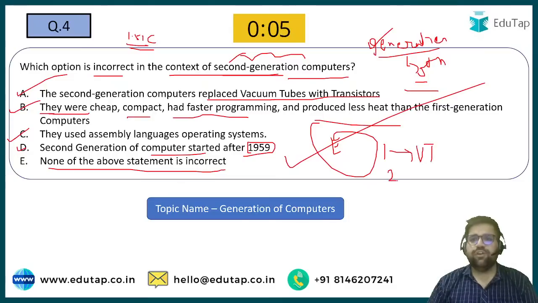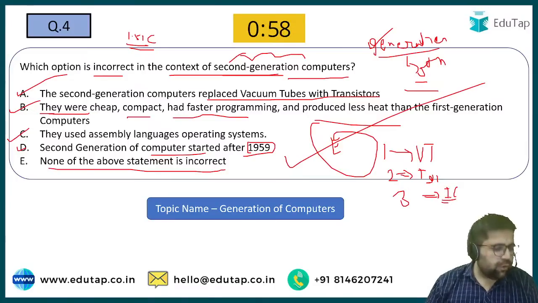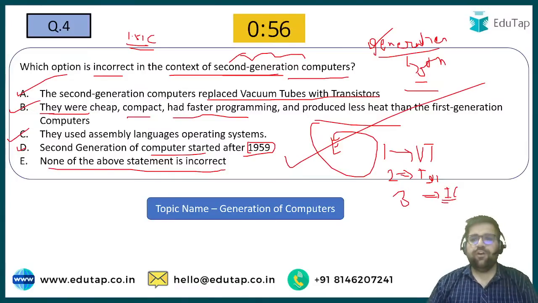Second generations were using what? Transistors, which we have just now discussed. In the third generation, we have the introduction of integrated circuits. Okay, yes, the answer is vacuum tube for the first question.